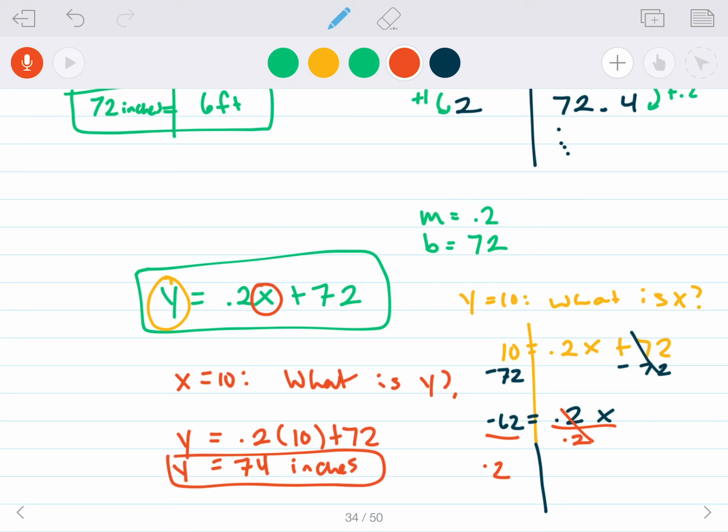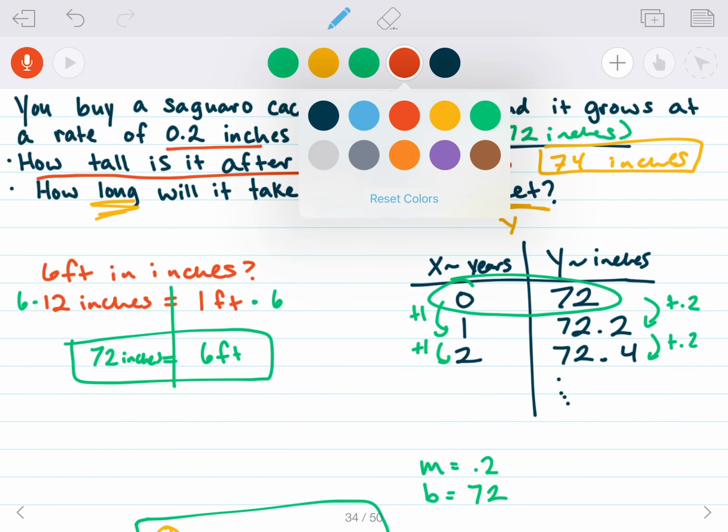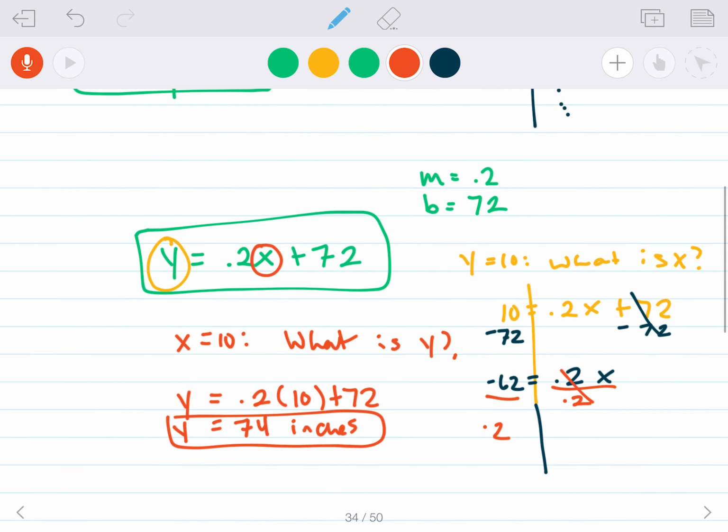Oh, you know what? I made a mistake here, because now I'm going to get a negative number, which doesn't even make sense, right? Because x can't be negative. What did I do wrong? Well, this is the classic mistake. I didn't put feet into inches. I need to do that first. That's why I'm getting weird answers.